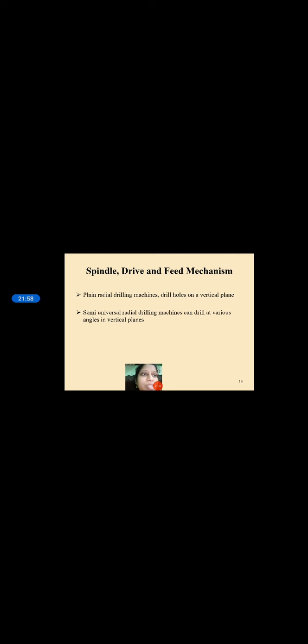Plain drilling machines can drill holes on a vertical plane. Semi-universal drilling machine can drill various. So in this PPT, you are able to understand about up and down movement in an elevated motor, and what is a radial drilling machine. Let us clearly discuss what the other types of drilling machine are, like the upright drilling machine.